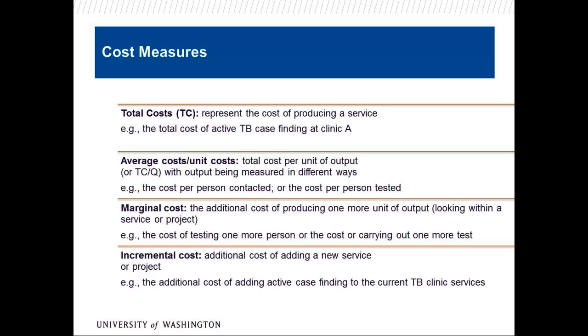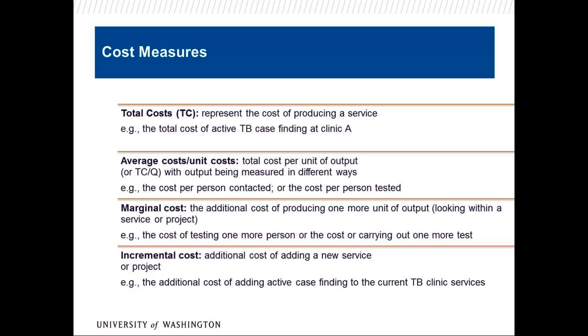So what are the cost measures that we typically think about? We typically think about total cost, which represents producing a service, for instance the cost of active TB case finding for clinic A. We really care about average costs. These are simply the total cost per unit of output, where the output can be measured in many different ways. It depends on the objective of your economic analysis.